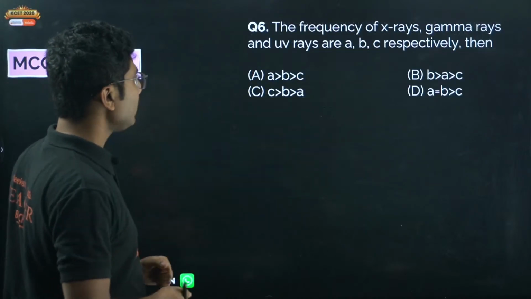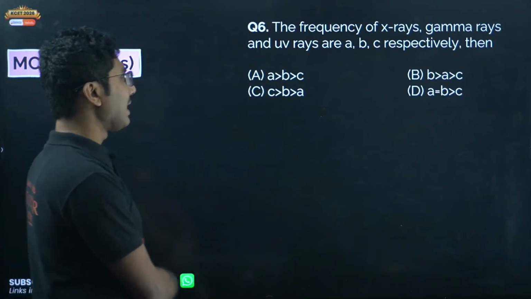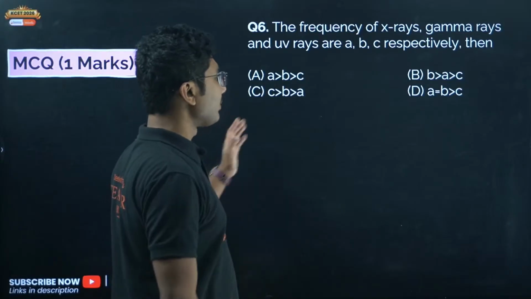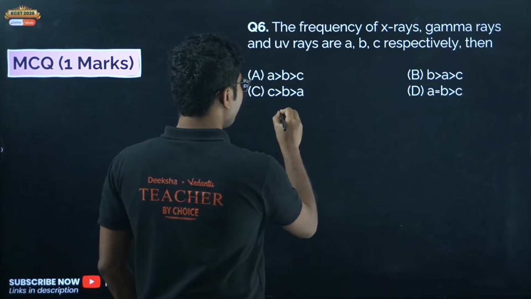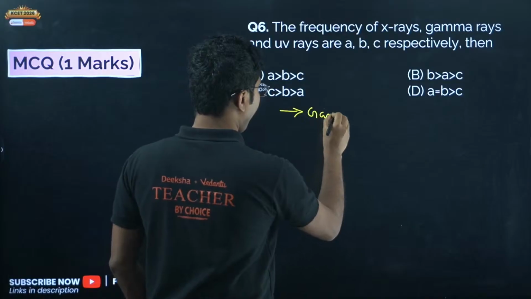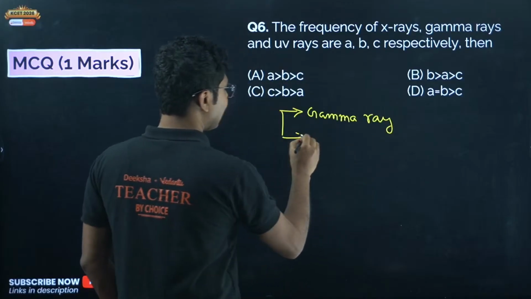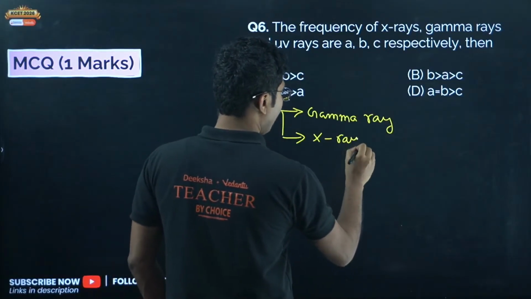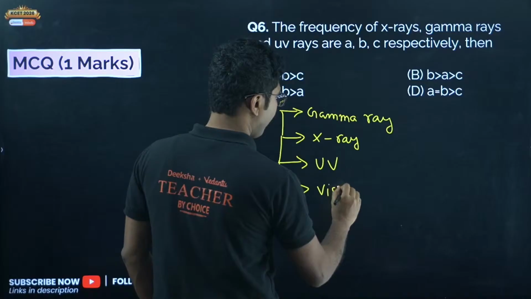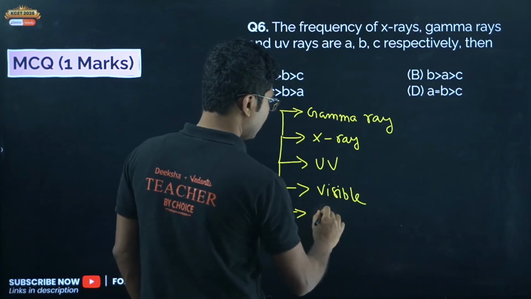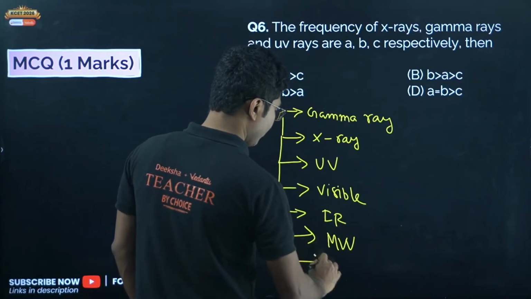Next, the frequencies of X-rays, gamma rays and UV rays are A, B and C respectively. Then which of the following relationships is correct? If you remember the electromagnetic table, first comes gamma ray, next in the line is X-ray, next is UV, then we have visible, then infrared, then microwave, and lastly radio waves.